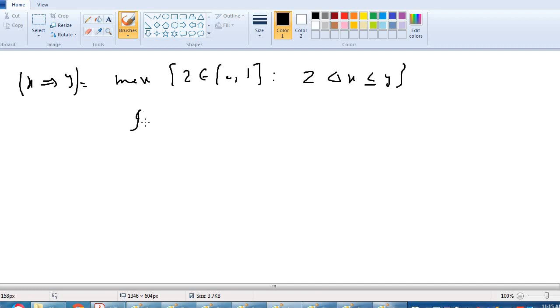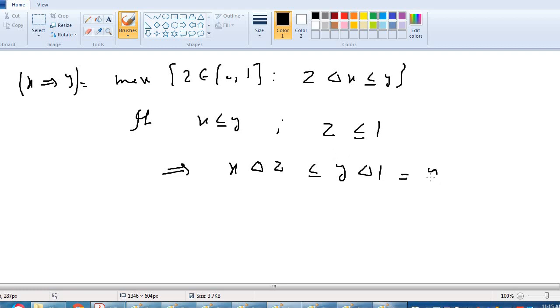So if x is less than or equal to y, then z is less than or equal to 1. If we apply t-norms, we are taking two inequalities and we apply the fourth condition of the t-norm, we will see that x delta z is less than or equal to y, because x delta z is equal to y delta 1, and y delta 1 is y. So this condition also holds for R implication, by the formula of the t-norm.